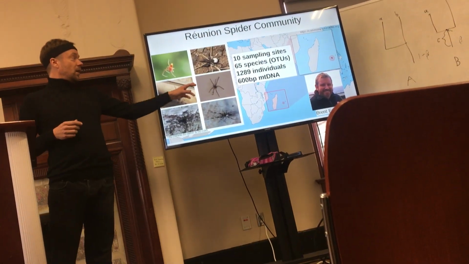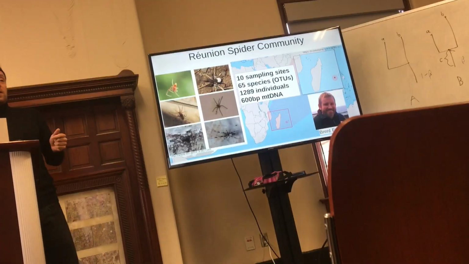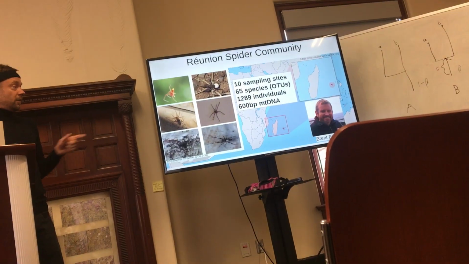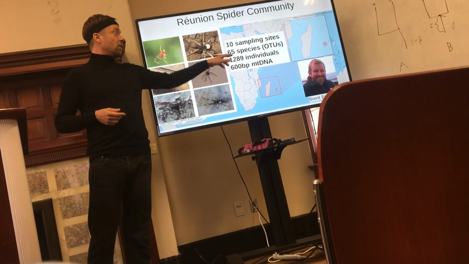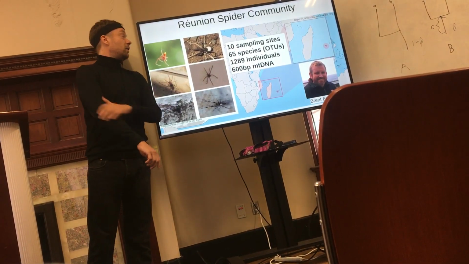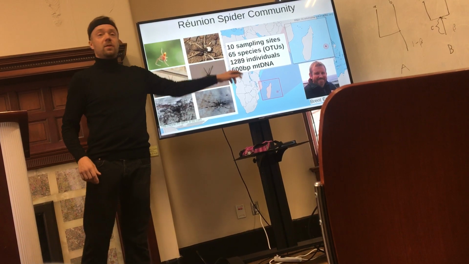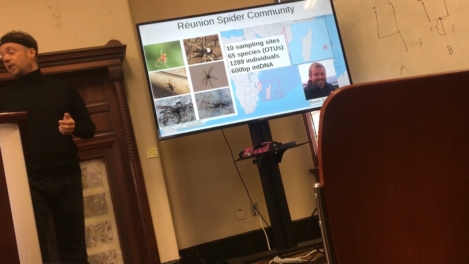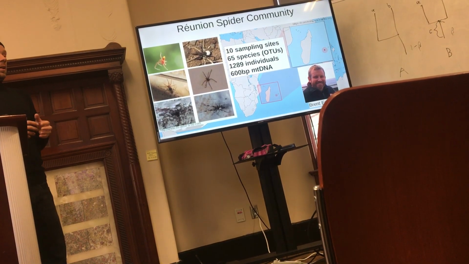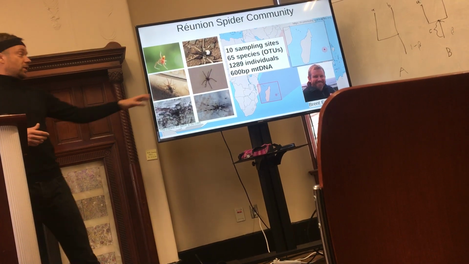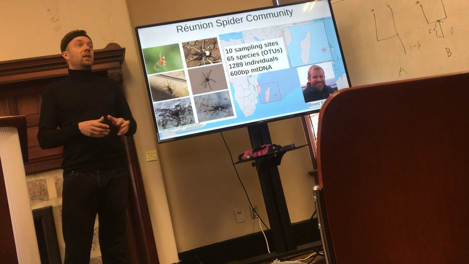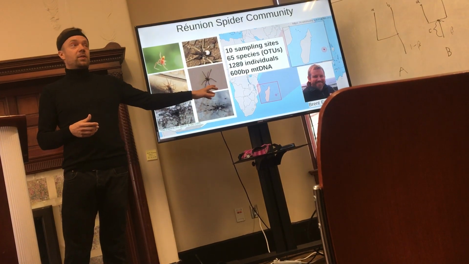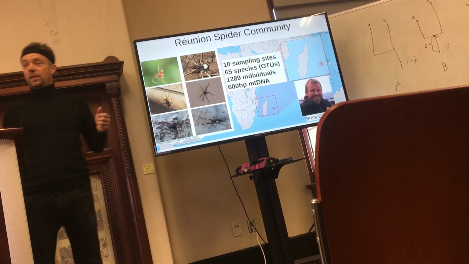So let's see what we can do with this. We have a sample of community data from the spiders of Union Island, again from Brent. There are 65 species, 1,200 individuals, 600 of them sequenced for 600 base pairs of mitochondria. In this case, we're going to ask the question, what can we do with just genetic data? Can we estimate the abundance distribution of the local community using only the genetic variation?